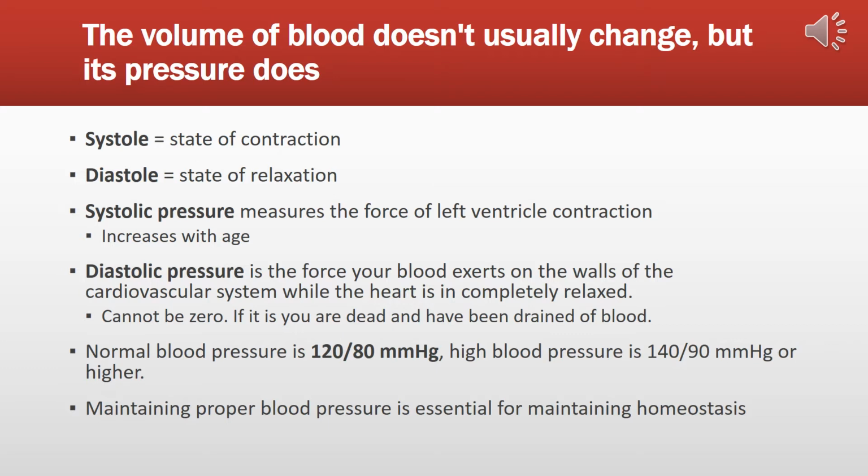And this cannot be zero. If it is, you are dead and have been drained of blood. So just having blood in the heart produces some sort of pressure, obviously. And normal blood pressure is measured or defined as 120/80 millimeters of mercury, and a high blood pressure is defined as 140/90 millimeters of mercury or higher. And we need to maintain proper blood pressure because it is essential for maintaining homeostasis throughout a whole organism.